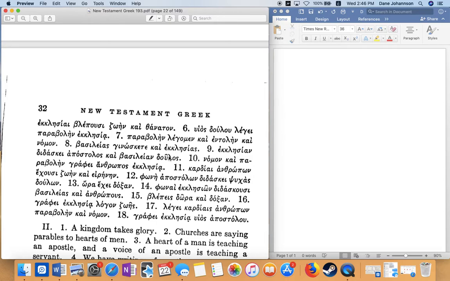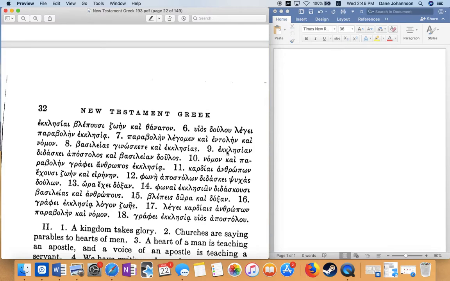Ginoskete vasilias ke ekklesias. Or vasilias ginoskete ke ekklesias. So ye know kingdoms and churches. So this is plural. Tas vasilias, that would be with the definite article. So this is plural. Kingdoms and churches, ye know, or ye know, kingdoms and churches.